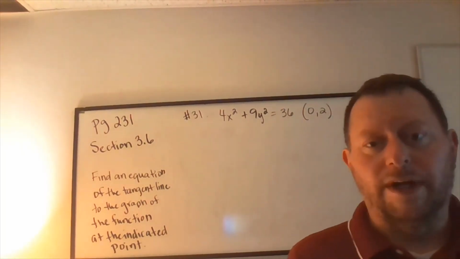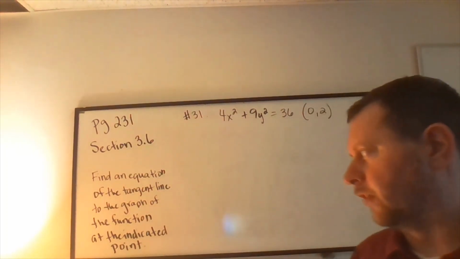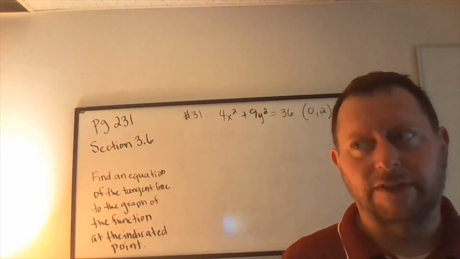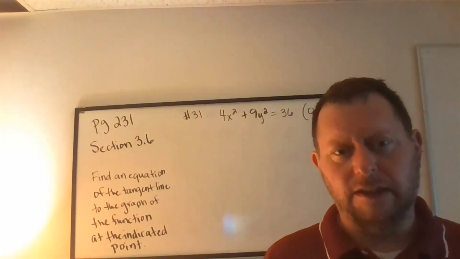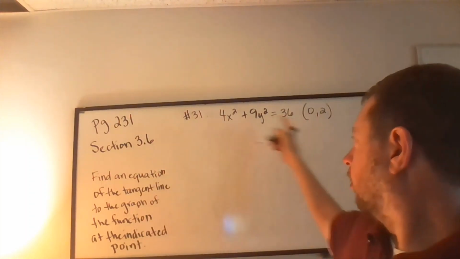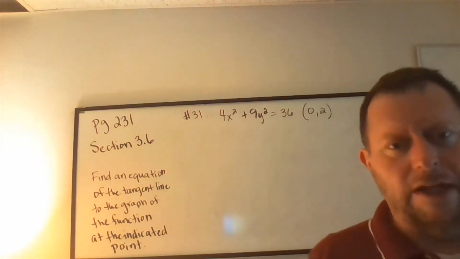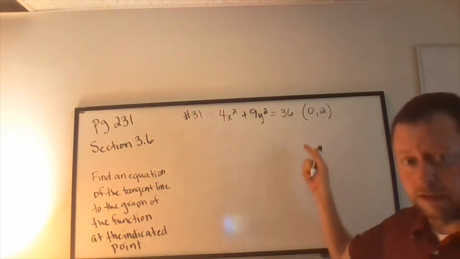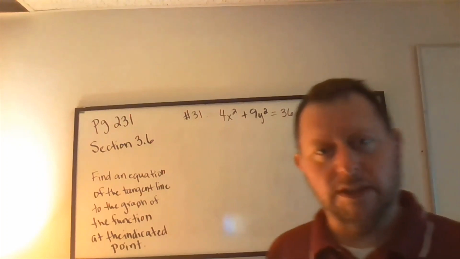So our next problem is we're going to find an equation of the tangent line to the graph of the function at the indicated point. This will give us a real equation that is of a line that's going to be touching our curve or looks like our ellipse at one point. And it's going to be that point. Okay, so we're going to find this equation. So we're going to use implicit differentiation.